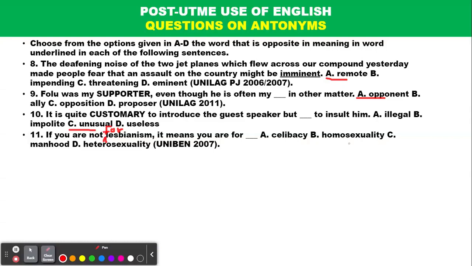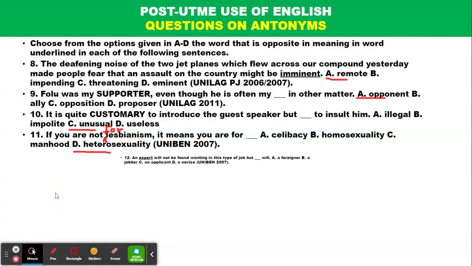If you are not in support of lesbianism, then of course you are not in support of homosexuality because it has to do with morality. You cannot tell me you do not support lesbianism, but you are supporting homosexuality. No. If you are not supporting lesbianism, you are supporting something that is directly opposite to lesbianism, and that is heterosexuality, which means a relationship between a man and a woman instead of a woman and a woman or a man and a man. So the correct option is D. Okay. Then question number 12.